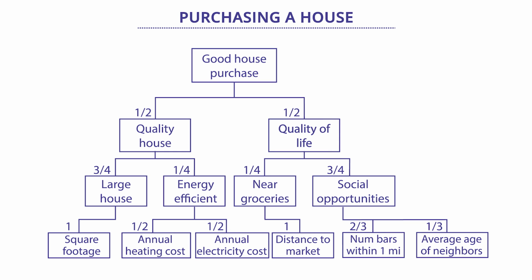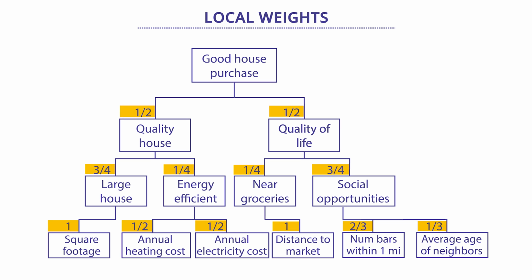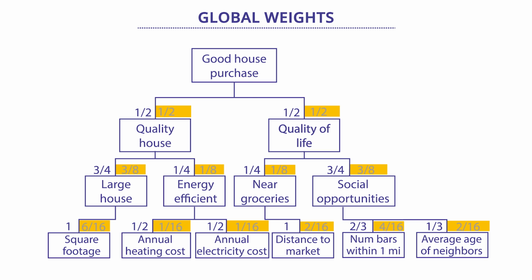Now, there are 2 different types of weights that show up in a value hierarchy. There are local weights, which are the ones I was just talking about. Those always sum up to 1 at a given level. And we have global weights. Global weights represent the maximum value at the top that's contributed by each of the leaf nodes below. They're calculated by multiplying each parent weight by the child weight and so forth. So for this example, square footage has a weight of 6/16, annual heating cost has a weight of 1/16, annual electricity cost has 1/16, distance to groceries has 2/16, number of bars has 4/16, and age of neighbors is 2/16.